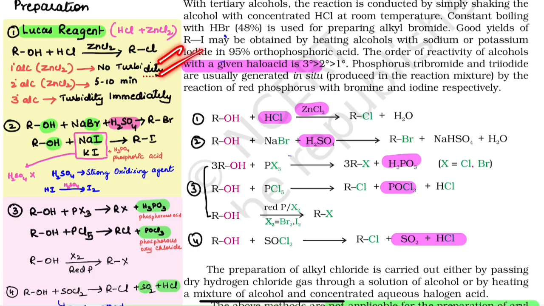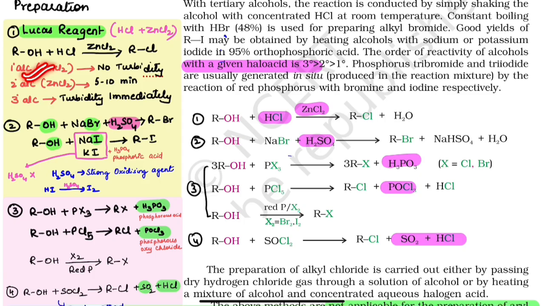So this one, same thing you will learn in the alcohol chapter as well. Once you read it here, there you can just revise it. This Lucas reagent is used to distinguish between primary, secondary and tertiary alcohol. If it is tertiary alcohol, turbidity will appear immediately or instantaneously. Meaning, as soon as you add this Lucas reagent, a white color precipitate will appear, which is called turbidity. Whereas for secondary alcohol, it will take 5 to 10 minutes for that turbidity to appear.